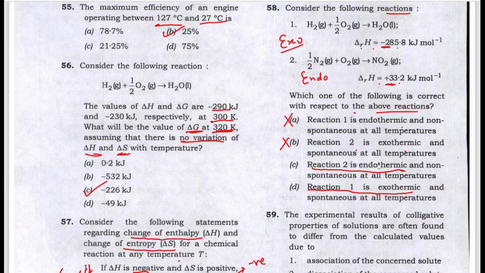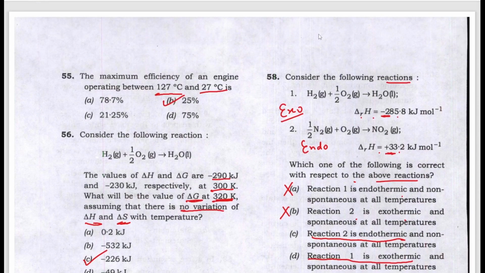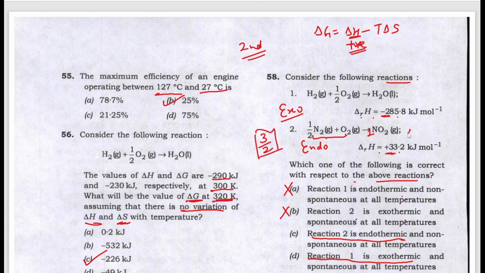So now we have to discuss the remaining part, that is non-spontaneous at all temperatures. They are saying that the second reaction, that is endothermic, will be non-spontaneous at all temperatures. Okay. So in this case, delta G is equal to delta H minus T delta S. For the second reaction, this is positive. Delta H is positive here. And if we consider entropy, check the entropy on the reactant side: it has overall 3 over 2 number of moles, and on the product side 1 mole. So in this case, the number of moles decreases, which means entropy decreases.